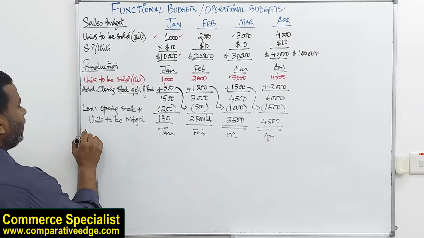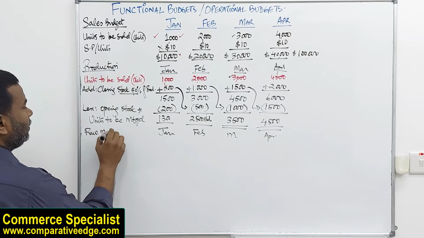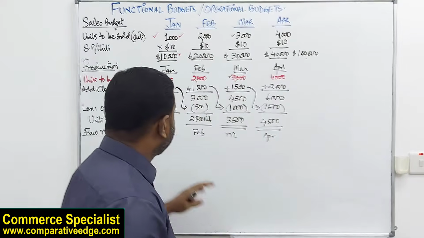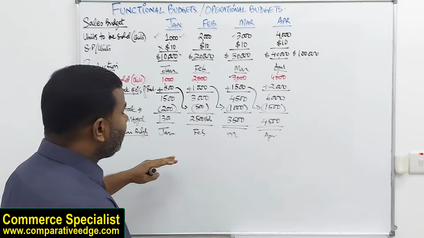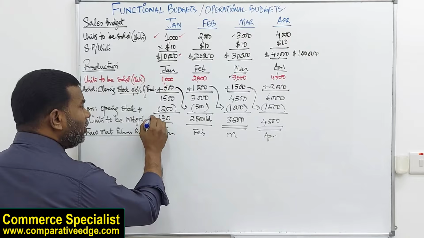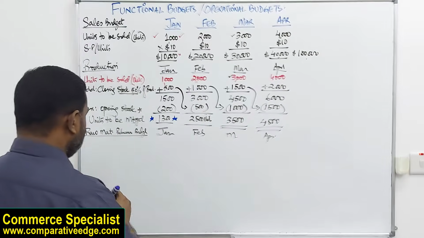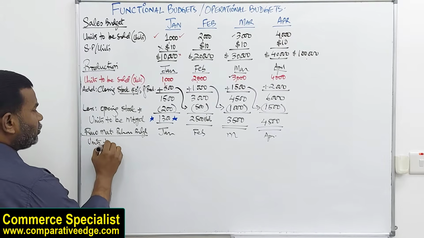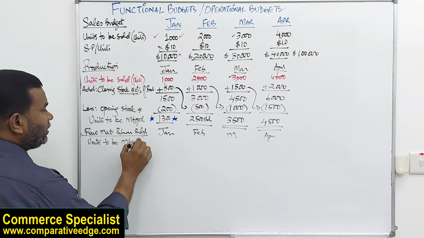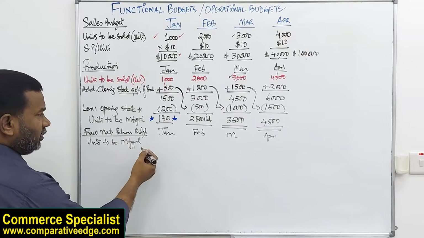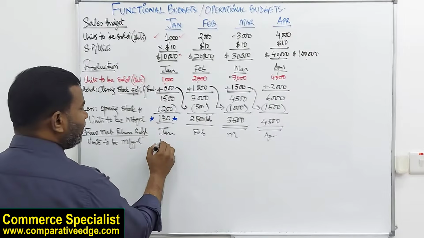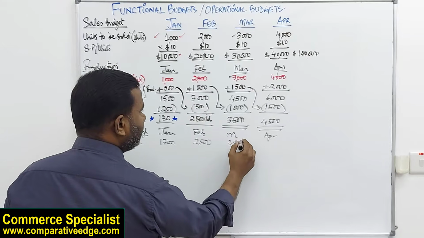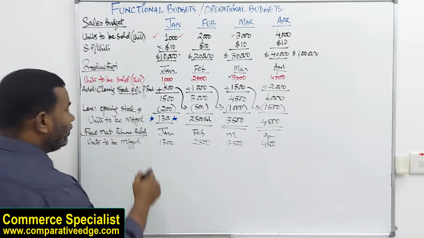Okay, now I am preparing raw material purchase budget. Please remember, once production budget is made for raw material or labor, these are the amounts we are going to use. So raw material purchase budget will begin with units to be manufactured, or units to be produced, or start with production budget. How many units? 1300, 2500, 3500, 4500. Now these are units.